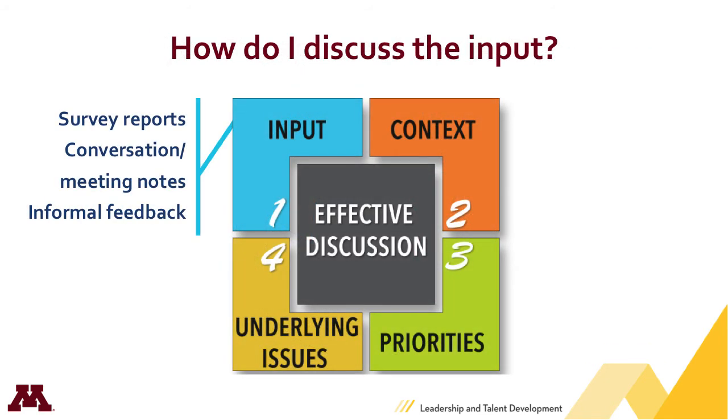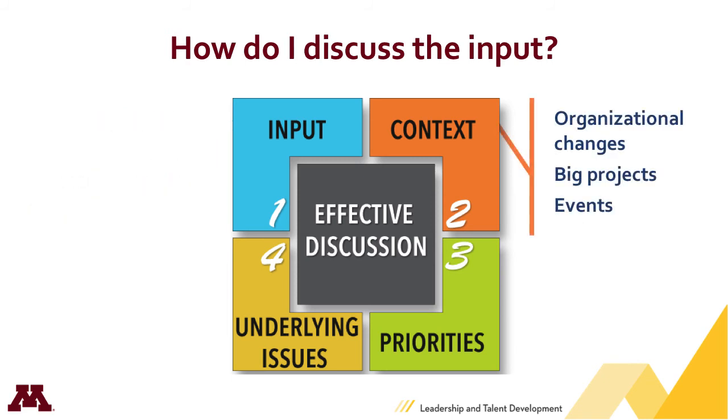Effective discussion involves making sense of the input by placing it within the context of your team or department, focusing on the issues that will be most important for your goals and priorities, and gaining a deeper understanding of those issues. So begin with input, which may include survey reports, notes of one-on-one or group conversations, or just informal feedback that you've received. Then consider organizational changes over the last year, as well as what events were occurring when the input was gathered. For example, if your college has a new leader, you would expect input gathered through the engagement survey or informal conversations will show that people have unanswered questions about how this will affect them.